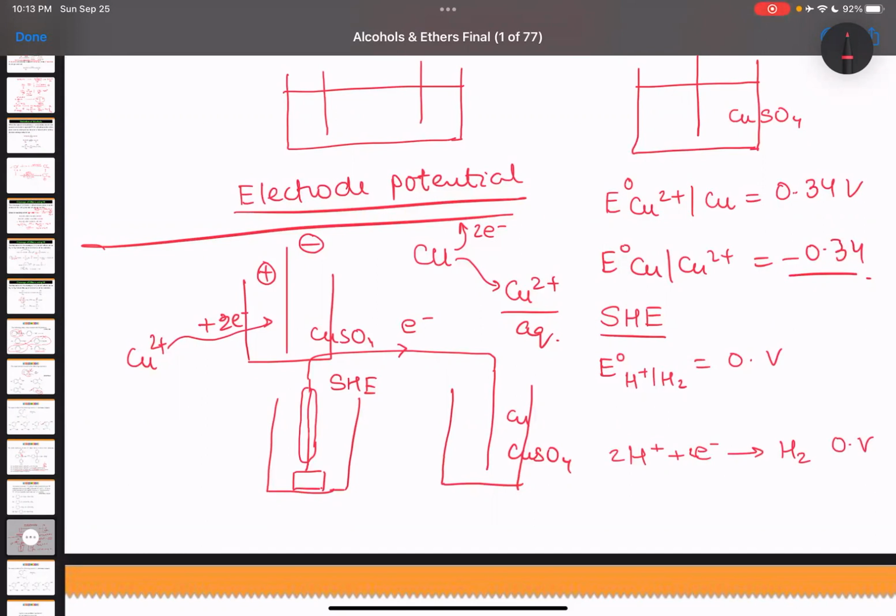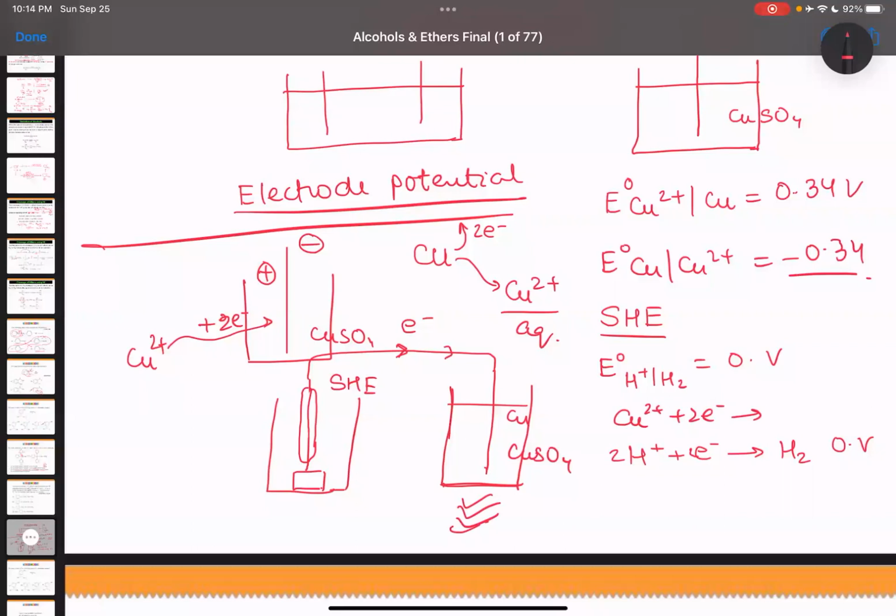Okay, you connect a meter, and you connect each of them one by one to the standard hydrogen electrode. If the electrons are going out of the standard hydrogen electrode and going towards the electrode which you have connected, that means this one has more tendency to accept electrons. Is it clear? Yes, sir.